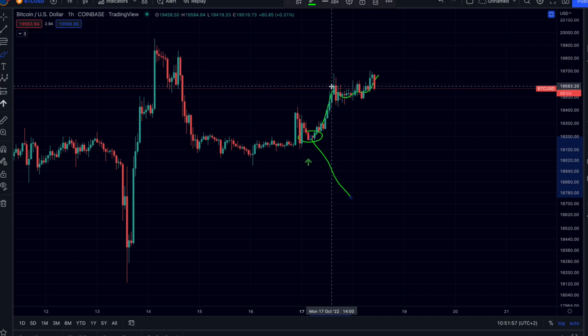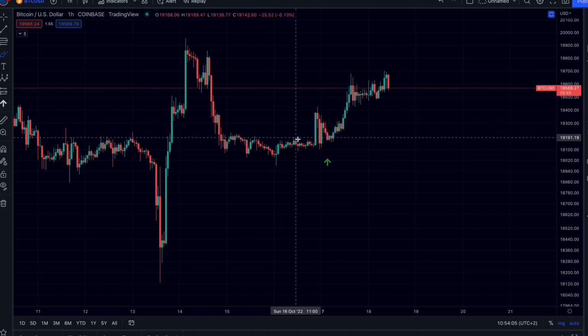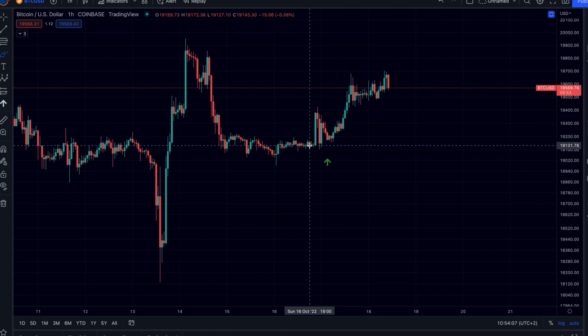Bitcoin is doing the opposite and is going up. Then guys, let's take the next example right here. That is the 16th of October at 6 o'clock in the evening. We can see that we also got an average negative funding fee reading right there. Let's have a look at what happened on the 16th of October at 6 o'clock in the evening. That is right here.